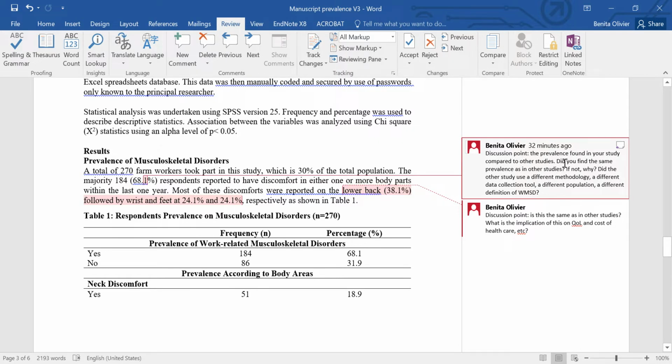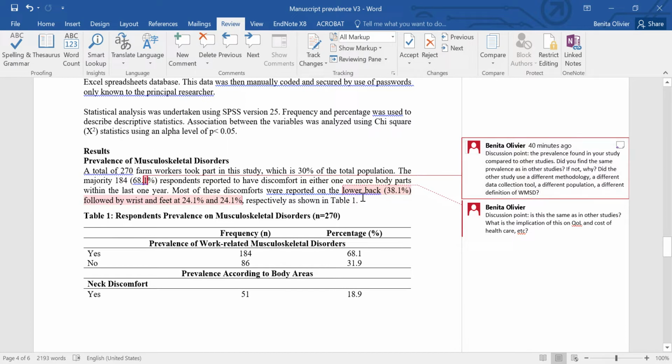How did the prevalence found in your study compare with other studies? Was the same found? Was it different? If so, why were the results different? Did the other study use a different methodology, a different data collection tool, a different population, or a different definition of work-related musculoskeletal disorders? Those are things that you can easily include in your discussion, and it gives lovely insights.